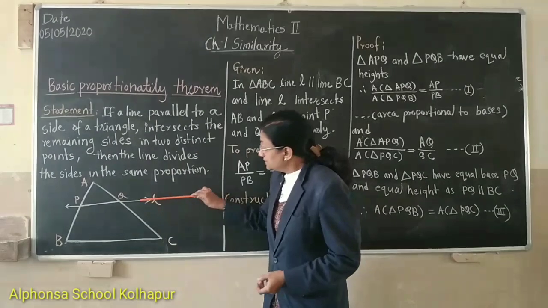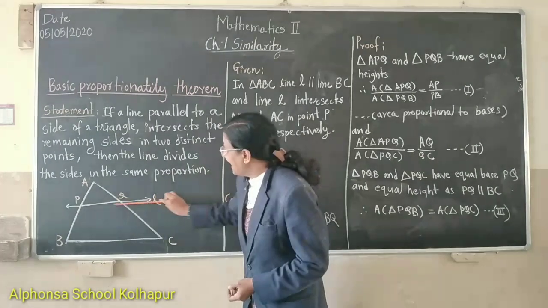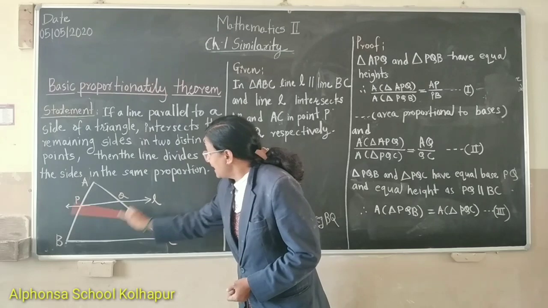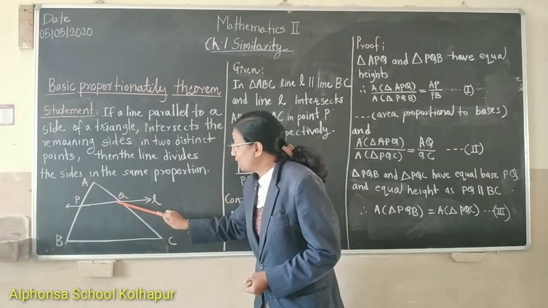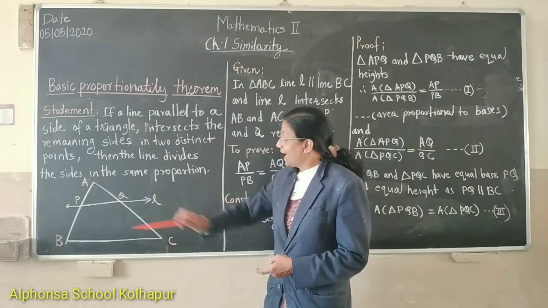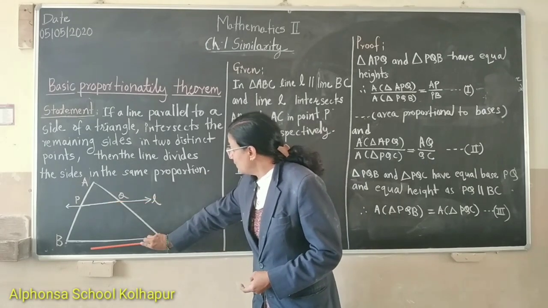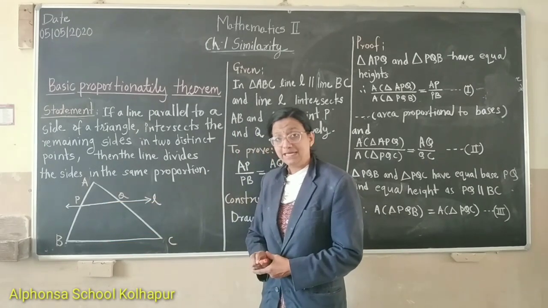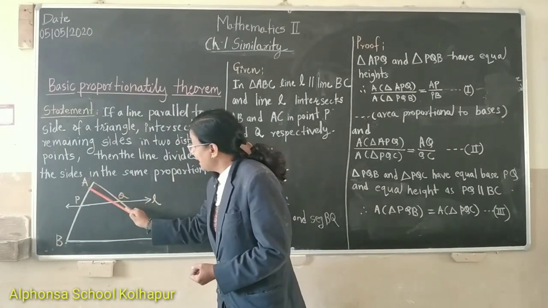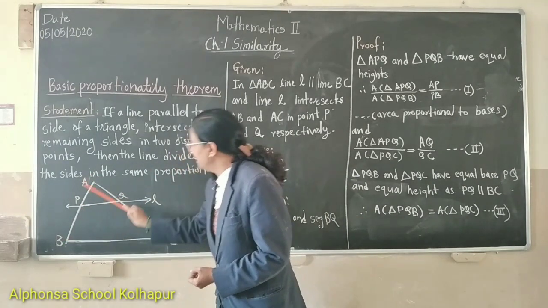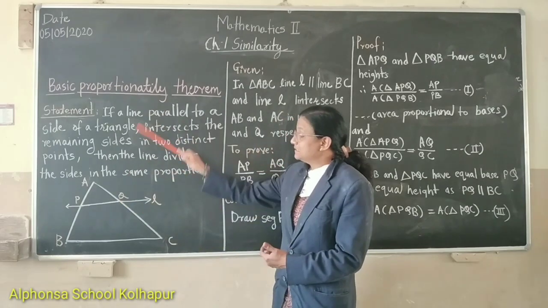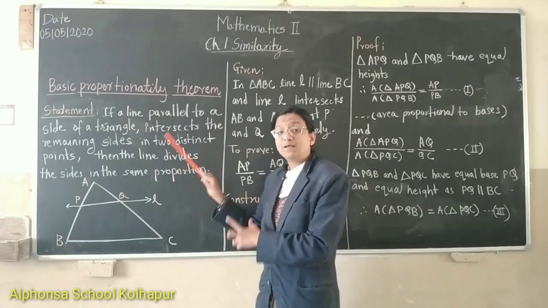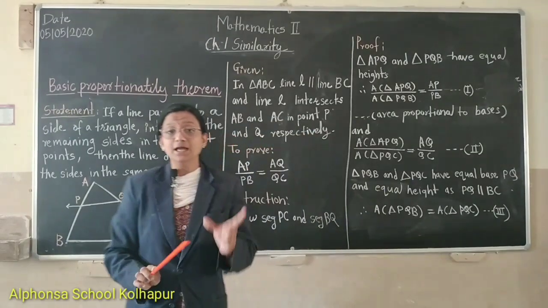Means, see here, line L divides lines AB and AC at points P and Q respectively, and it is parallel to side BC. Then AP upon PB is equal to AQ upon QC. This is the statement. From this statement, first we write down the given.